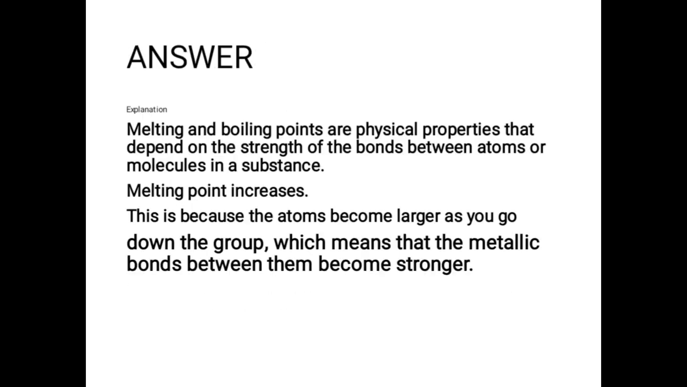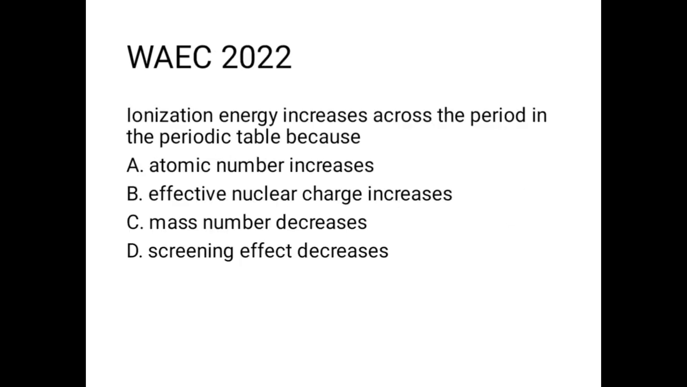Why is it melting and boiling point? These are physical properties that depend on the strength of the bond between the atoms and the molecules. The melting point will increase because as you move down group 2, metallic character is increasing. So the metallic bonds of calcium are stronger than those of magnesium. As the strength of metallic bond increases, the melting and boiling points will increase.